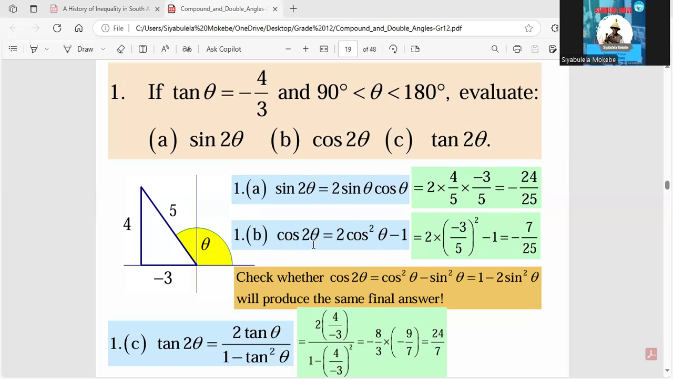Cos 2 theta is equal to 2 cos squared theta minus 1. Then you substitute cos, we said it's -3 over 5, squared, minus 1. Then get your answer. Then for number C, tan 2 theta is equal to 2 tan theta over 1 minus tan squared theta. Substitute that, and then you get your answer. Then you can check whether cos 2 theta is equal to this, and that will give you the same final answer.